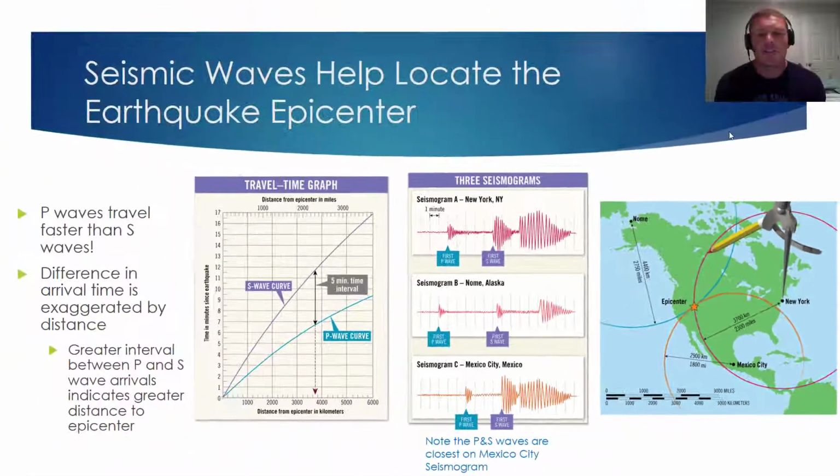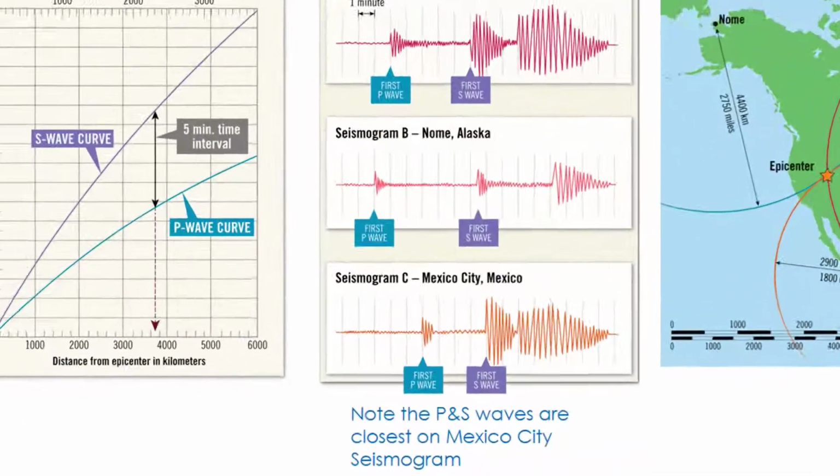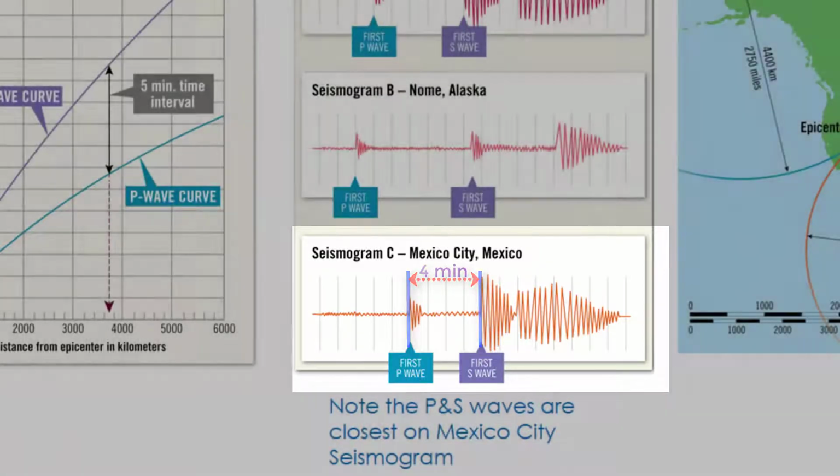For the sake of time, I'm going to skip seismogram B and go to seismogram C, just to help you understand how we interpret data from this travel time graph. If we look at the data taken for Mexico City, let's see how much time elapsed between the first P wave and the first S wave. Based on my counting abilities, it looks like 1, 2, 3, 4. So 4 minutes elapsed between the first P wave and the first S wave.